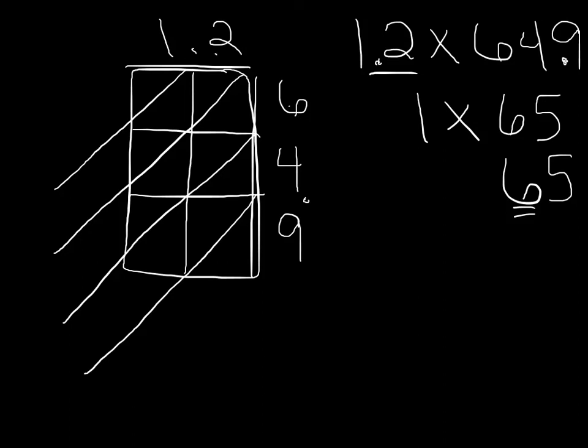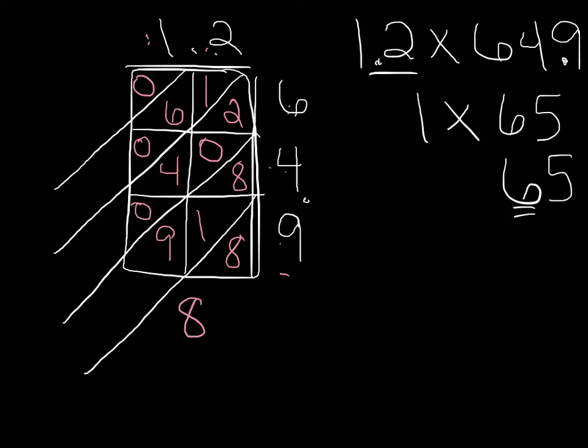2 times 6, 12. 2 times 4 is 8. 2 times 9, 18. 1 times 6, 6. 1 times 4, 4. And 1 times 9, 9. I'm going to add my diagonals. 9 plus 1 is 10, plus 8 is 18. I'm going to carry that 1 up to the next place value. 4, 5, 6, 7. 0 plus 6 plus 1 is also 7, and that's a 0. So my final answer looks like this, 7, 7, 8, 8.